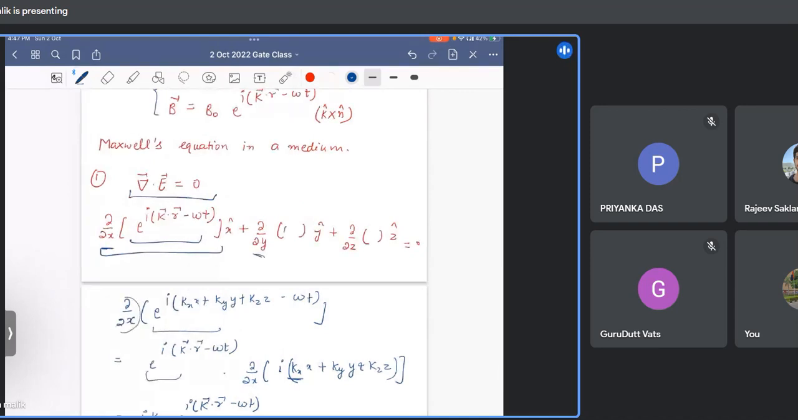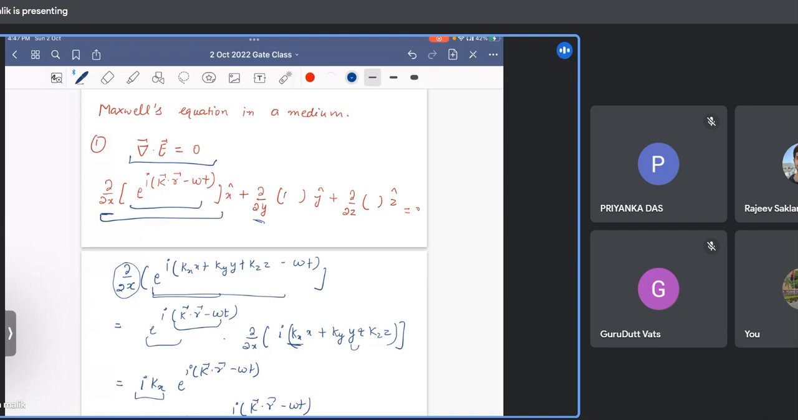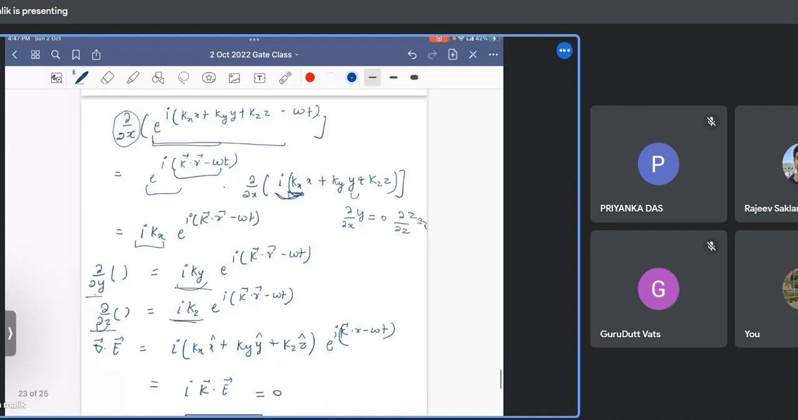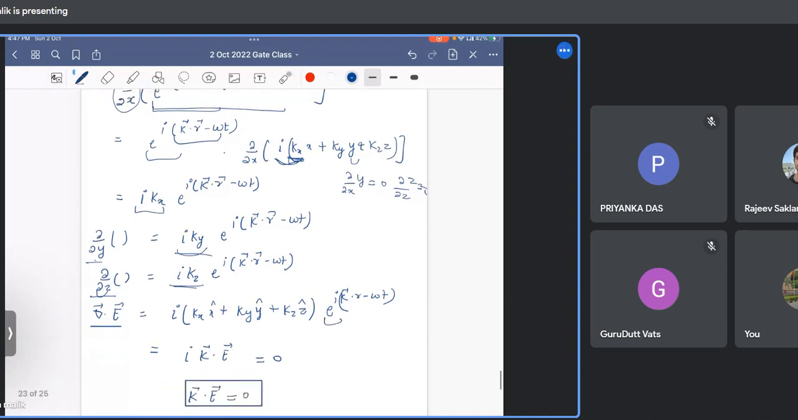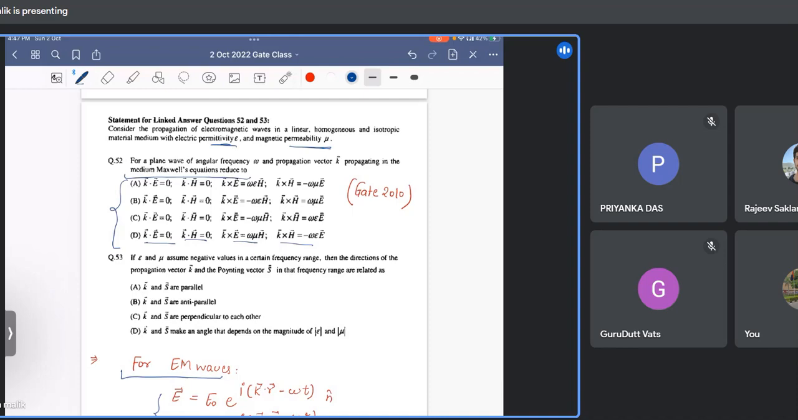It's just the chain rule in differentiation. When we take del by del x, we differentiate this term, and we look at what is inside the exponential. Del by del x of the y term is 0, and del by del x of the z term is 0, so only this term survives. Similarly for the y case, this term survives, and for the z case, this term. When we take the complete divergence, it becomes i times kx x cap, ky y cap, kz z cap, dotted with the electric field term. So this becomes k vector dot E equals 0, which is true in all the options.